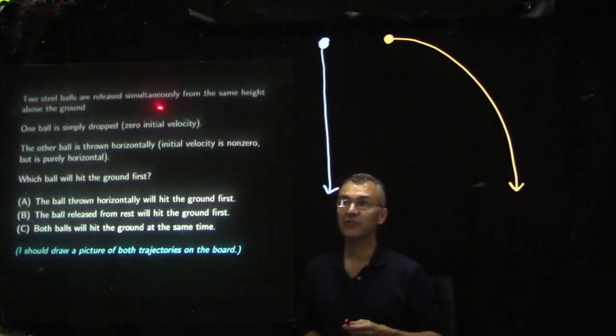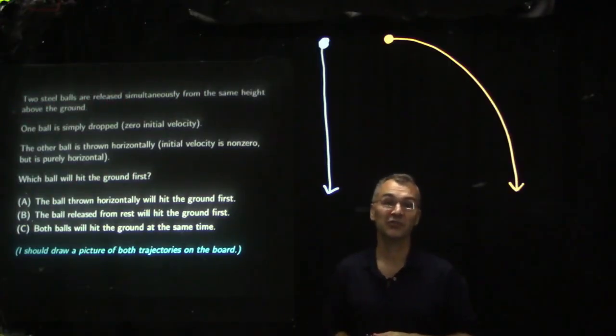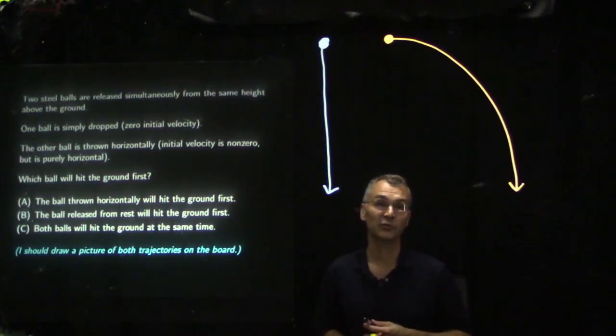Two steel balls are released simultaneously from the same height above the ground. We said steel balls because we want to say that air resistance is negligible, because the presence of air resistance actually would affect the answer to this question. So we're going to say in the absence of air resistance.